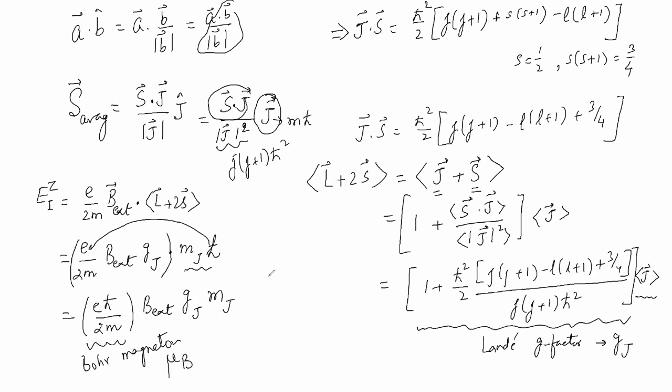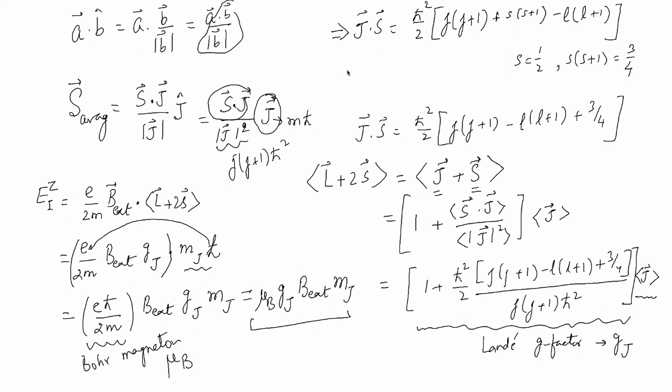Okay, therefore the interaction energy is how much? Mu B Gj B external Mj. This will be the interaction energy when you place an atom in a weak external magnetic field. Weak because weak in comparison to the internal magnetic field.